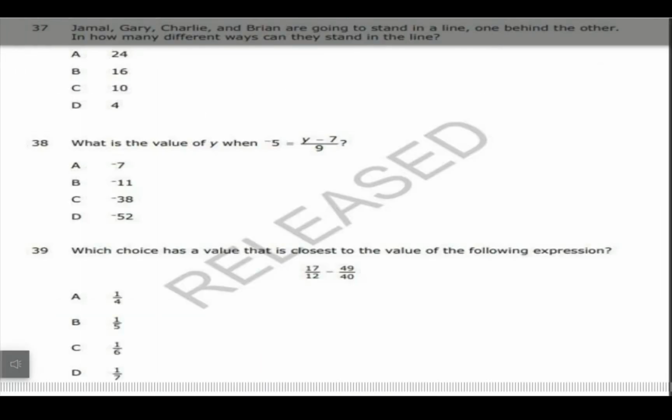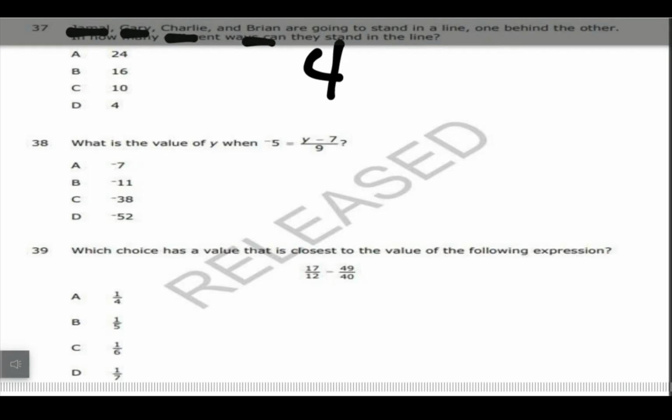All right, number 35 says Jamal, Gary, Charlie, and Brian are going to stand in line, one behind the other. In how many different ways can they stand in line? Now, this one is actually a permutation. For permutations, you could do a table for this, but it's going to take you a little while. You count how many people there are.